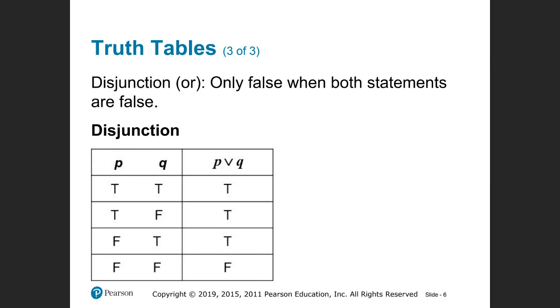Disjunction, or. These are only false when both statements are false. So again, looking at this truth table, we have true, true, which is true for the conjunction, but the disjunction: true, false, which again is true. False, true, which is true. So this disjunction of P or Q is only false when both statements are false.